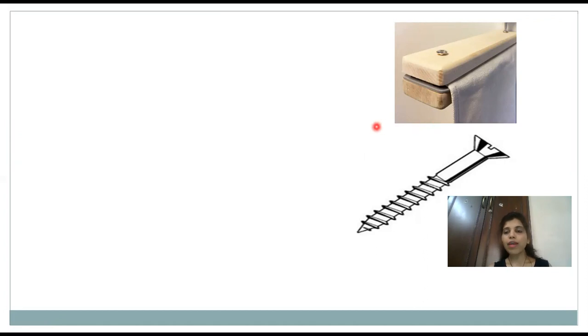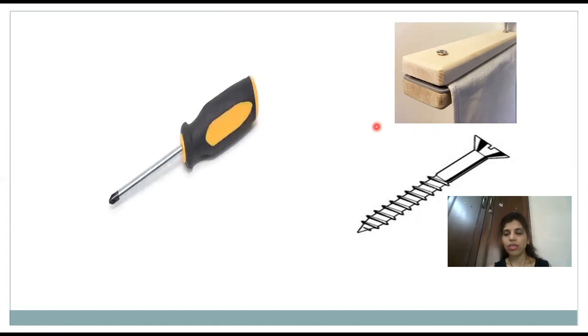So now, if I provide you with this tool, is it going to make your work easier? Definitely it is. So what the screwdriver will do is it will help you to fix itself in this groove. You can see over here there is a groove. So you can fix this screwdriver into this groove, and with the help of this screwdriver, this particular screw can be easily fit into this plank.